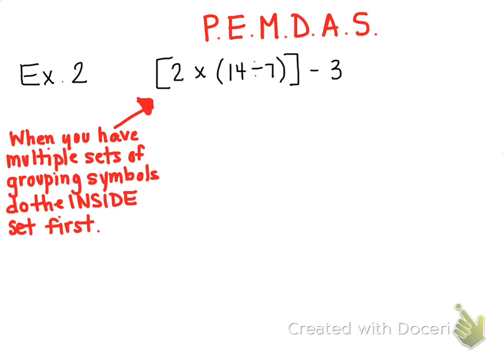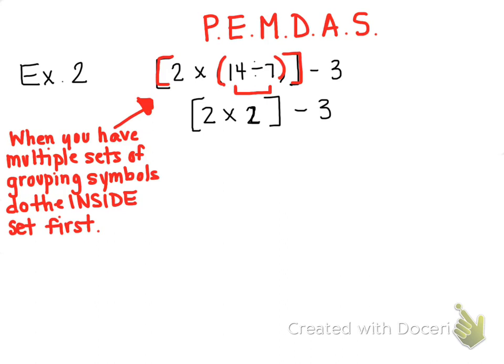Okay, so when I said do the innermost grouping symbol first, if I'm looking at what we have here, we have brackets and parentheses. The parentheses are inside the brackets, so we have to start by doing the parentheses. I have 14 divided by 7, which is 2. And when I look at it, I have solved everything inside those parentheses, so I don't need to write the parentheses anymore. I have the times 2 here. The brackets are still around because I haven't solved everything inside the brackets yet. And minus 3.